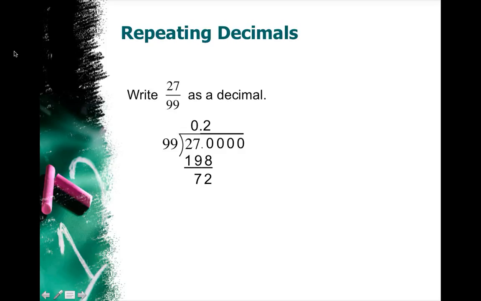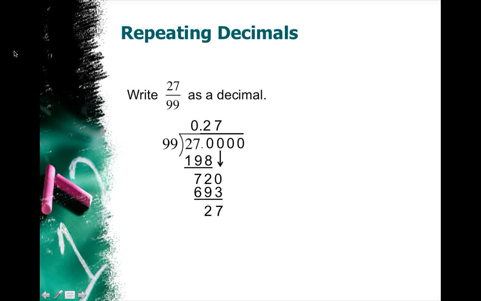99 does not go into 72, so I need to bring down a 0. And then 99 into 720. It does go into 720 7 times. 7 times 99 equals 693. When I subtract, I get a remainder of 27. Now notice we were originally dividing 99 into 27, so we're back to our original problem again.